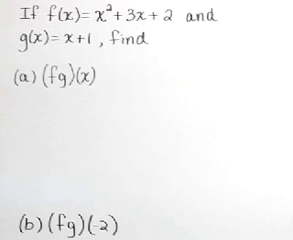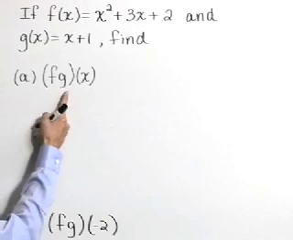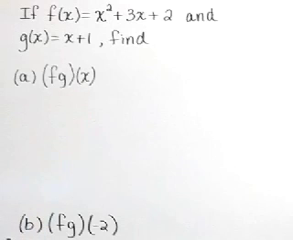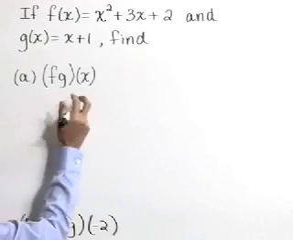If f(x) is equal to x² + 3x + 2 and g(x) is equal to x + 1, find, in part A, f times g of x, then in part B, f times g of negative 2. But let's start with part A. Here we want to multiply these functions.